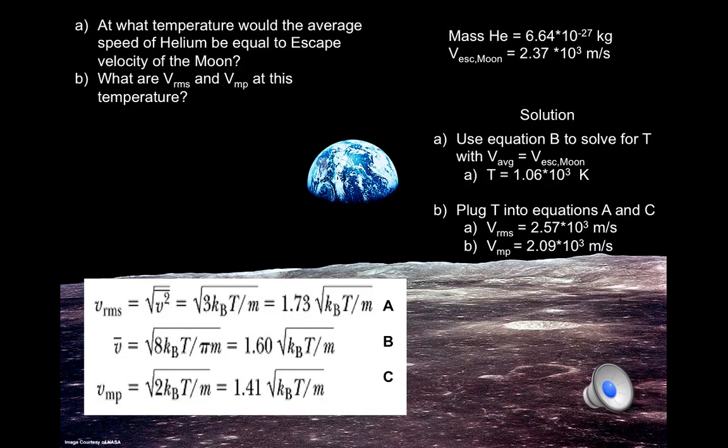Solving for part B, we plug in T for equations A and C, getting the root mean square velocity is 2.57 times 10 to the third meters per second, and the most probable velocity is 2.09 times 10 to the third meters per second. In comparing these three, we find that, yes, it is true that root mean square velocity is greater than average velocity, which is greater than most probable velocity.